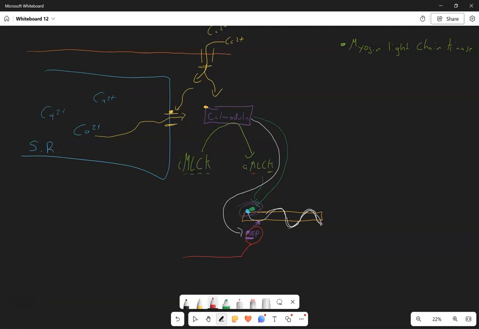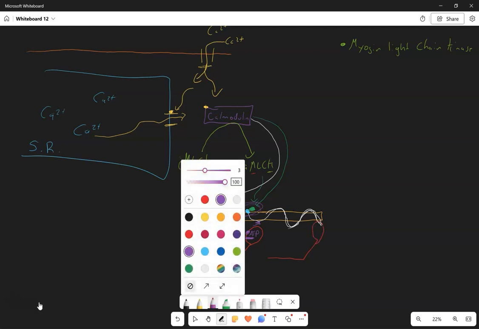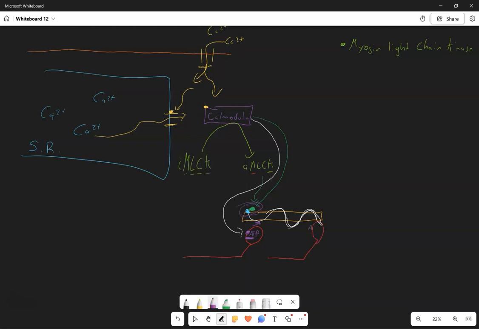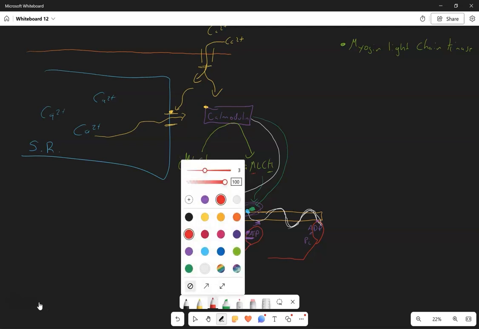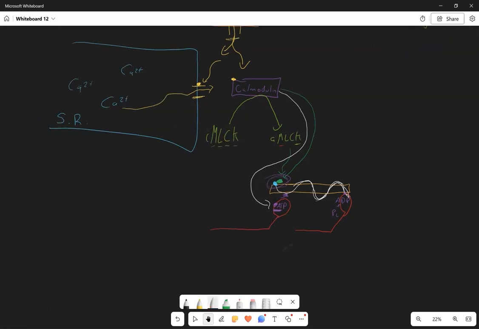So I'm just going to draw over here what that would look like, just so we can see it. We'll have ADP plus our inorganic phosphate when it's actually bound here. All right, so it's a little bit different in terms of what happens to get this myosin head to bind to the actin filament. Now let's write out some steps for this.